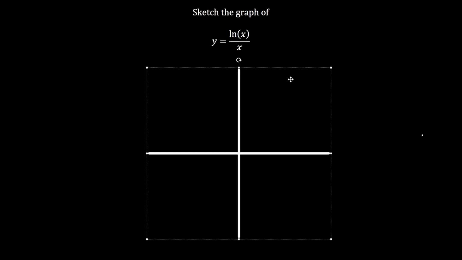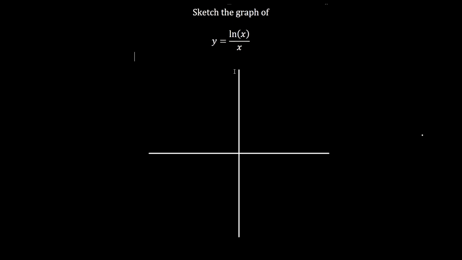And let's begin by just labeling my axes here. Y, X. Okay, now I like to start with the most obvious things, like for example, x cannot be equal to 0. I know that because the natural log of x is undefined at 0, and since there's x on the denominator, x can't be 0 there either.